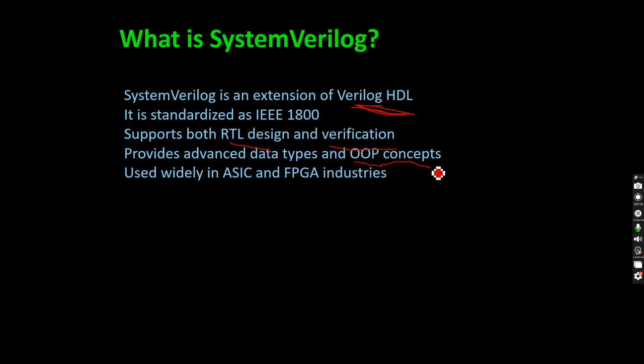Many of you learn about OOPS concepts in Java. OOPS concepts are supported in SystemVerilog. SystemVerilog is actually a combination of different languages. There are so many languages we learn, and some concepts from all of them were taken to improve SystemVerilog. From Java, OOPS concepts were introduced in SystemVerilog. It is used widely in ASIC and FPGA industries. Both ASIC and FPGAs use SystemVerilog for verifying complex designs.